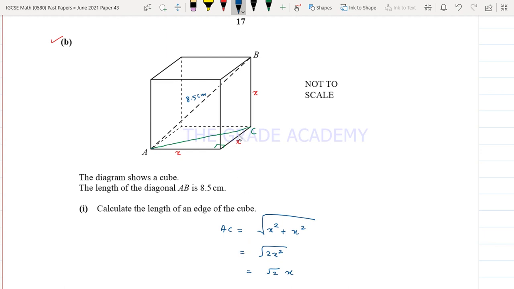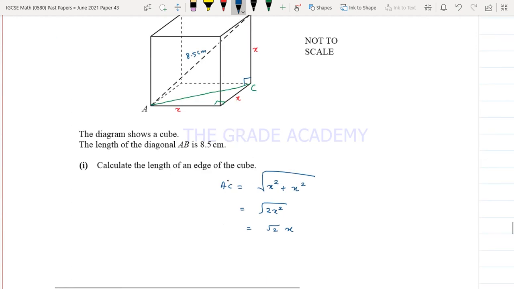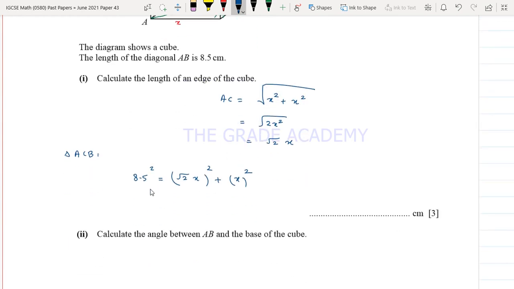So now we are going to use Pythagoras theorem again, now on the triangle ACB. So this is again a right angle. So from Pythagoras theorem we get 8.5 squared is equal to square root of 2 x whole squared plus x squared. So 8.5 squared is equal to this length squared plus x squared. So 8.5 squared is equal to 2x squared plus x squared. So 8.5 squared is equal to 3x squared.